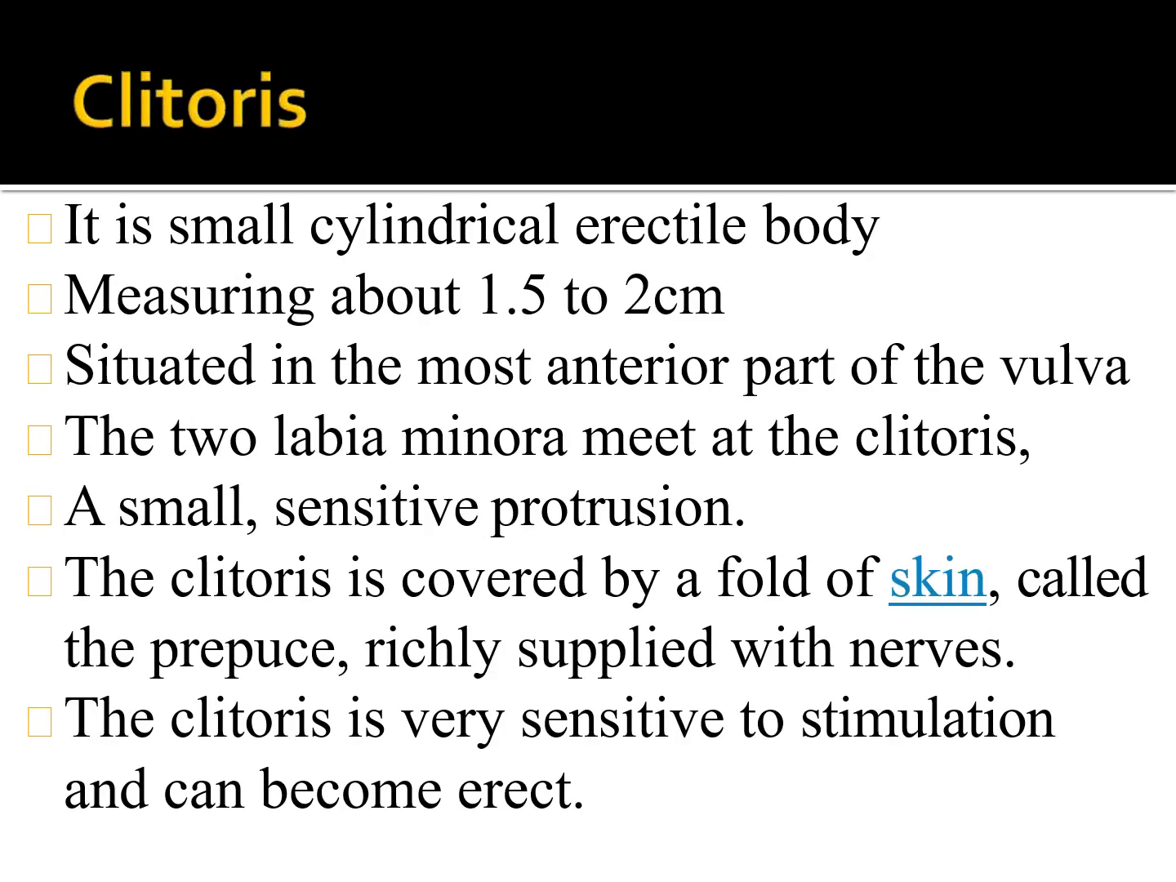Next is the clitoris. It's a small cylindrical erectile body, measuring about 1.5 to 2 centimeters. It is situated in the most anterior part of the vulva, that is, at the top. The two labia minora meet at the clitoris. It's a small sensitive protrusion, covered by a fold of skin called the prepuce. It is richly supplied with nerves, and the clitoris is very sensitive and plays a major role in sexual stimulation, and it can become erect also.